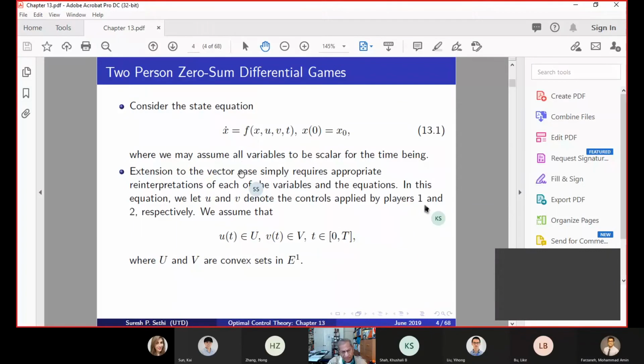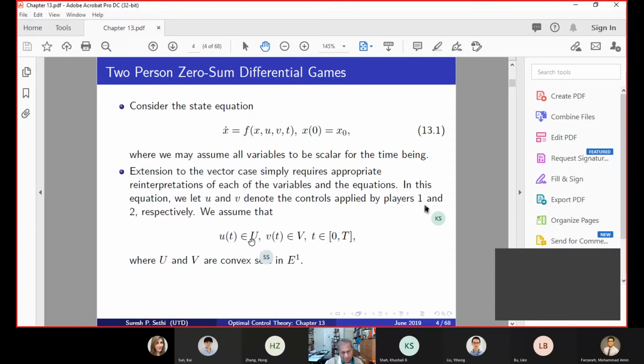Minimax, so let's just take 2 people. One person's control is U, and another person's control is V. So one guy is U, one guy is V, and X is the state that both people are affected by, and the state is deterministic in this section 13.1. So far we are not going stochastic, and we're going to assume everything X is a scalar. Vector cases require appropriate interpretation, which is straightforward, but we don't want to do that.